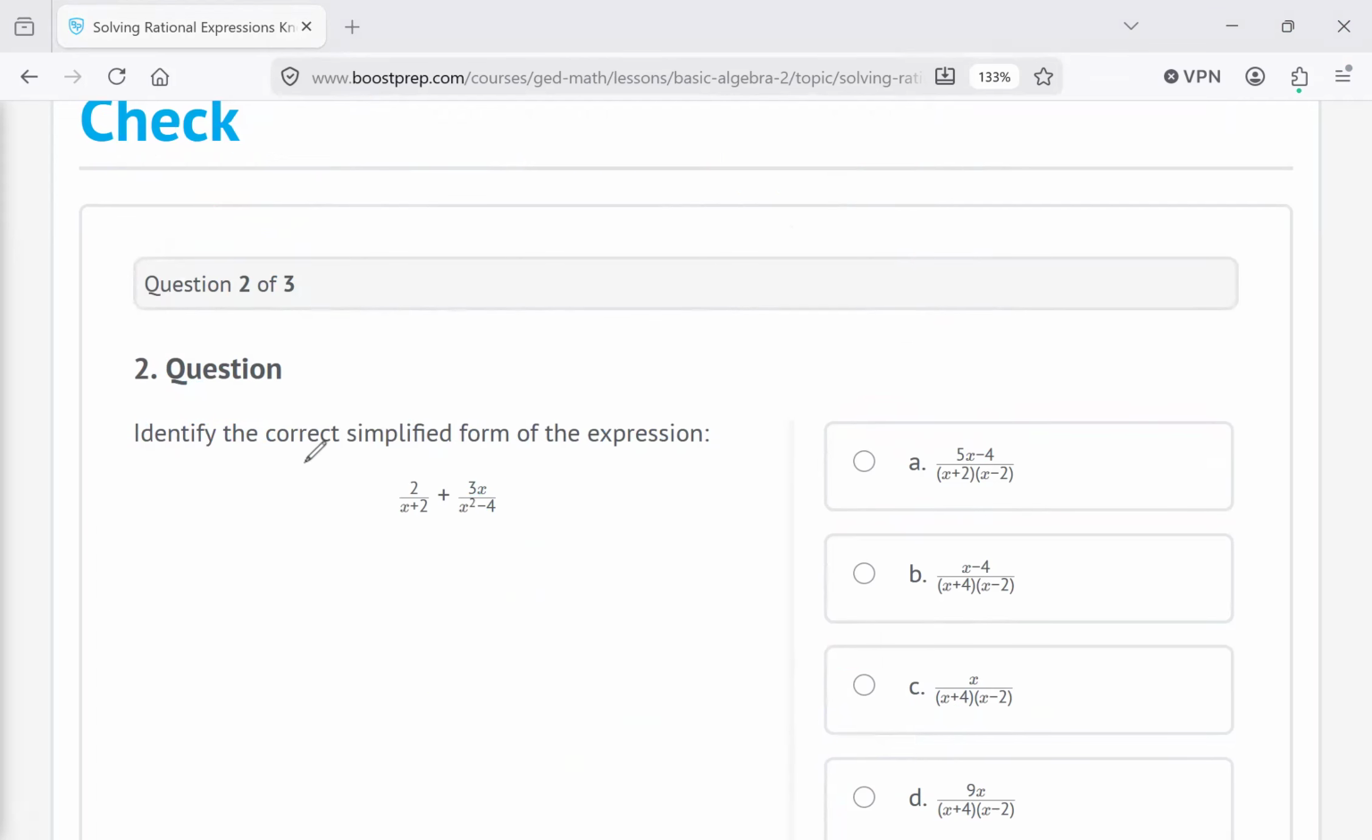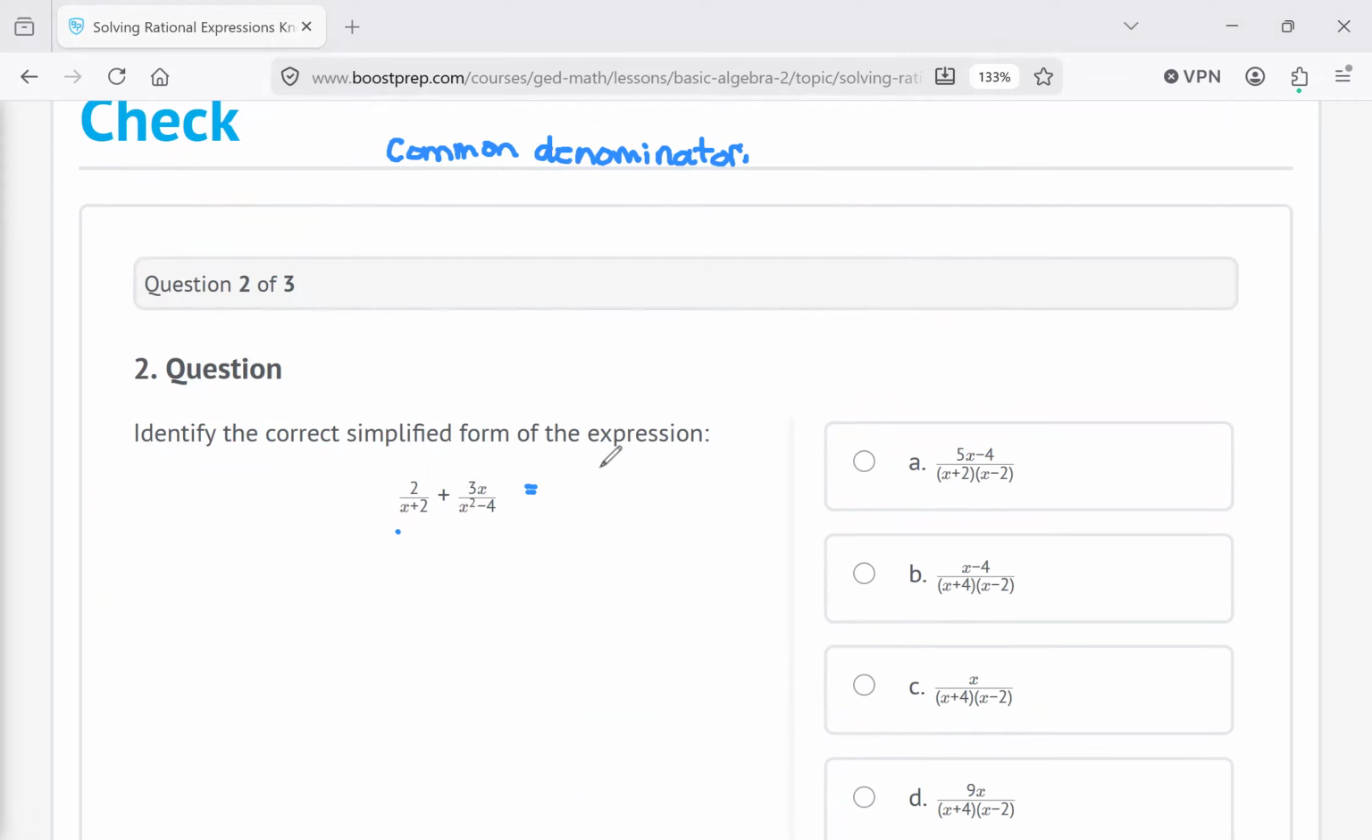Question 2 says, identify the correct simplified form of the expression. So we have these two rational expressions. We have 2 over x plus 2, and then 3x over x squared minus 4. So just like the other one, we need to find the common denominator. So how do you find the common denominator? You look at the stuff at the bottom.